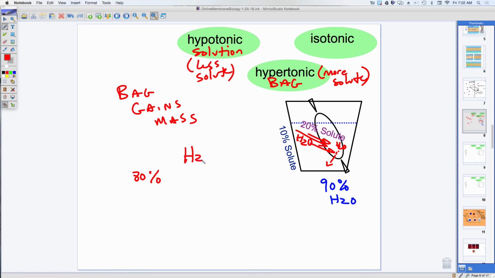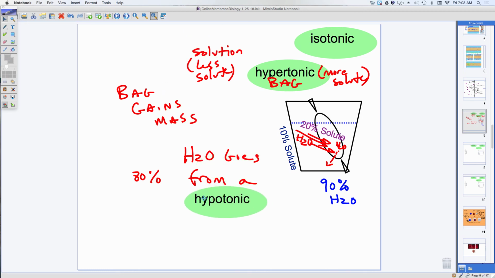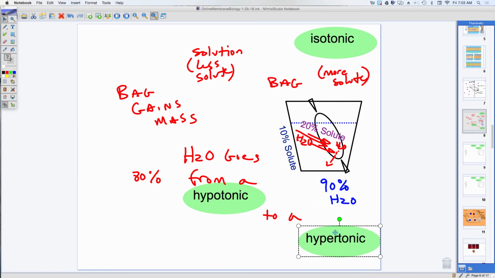As a rule, water goes from a hypotonic solution to a hypertonic solution.